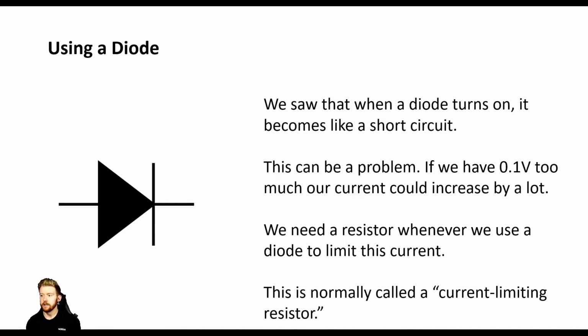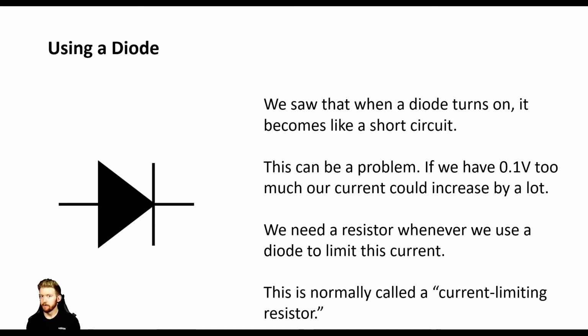Whenever we're actually using a diode, like we said, whenever it turns on, it kind of behaves like a short circuit. It's not exact, but we can approximate it that way. And this can be a problem. A short circuit, if there's any voltage across it, is going to cause an infinite amount of current to flow, which is definitely not good. Things can't provide infinite current.